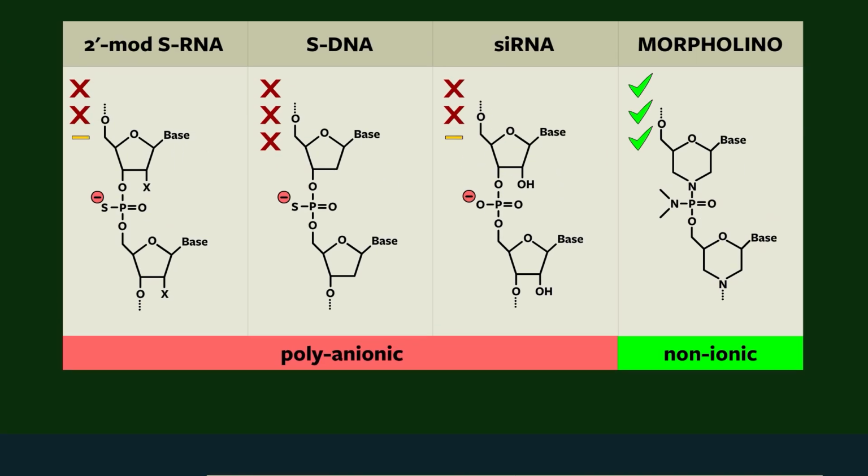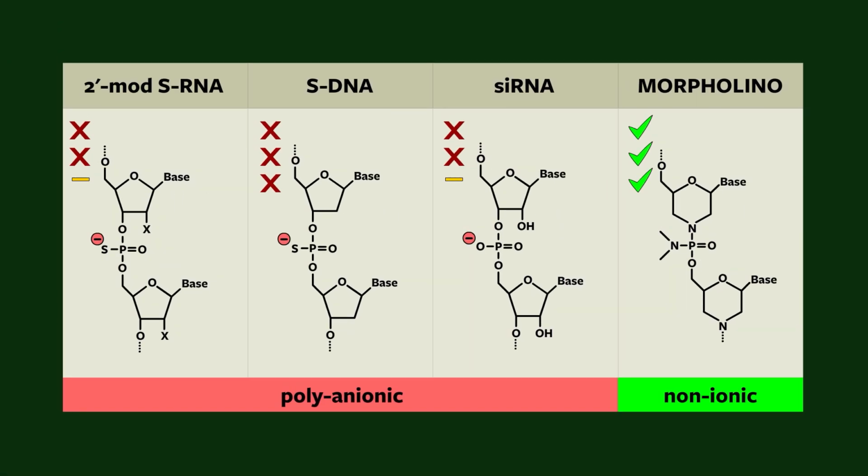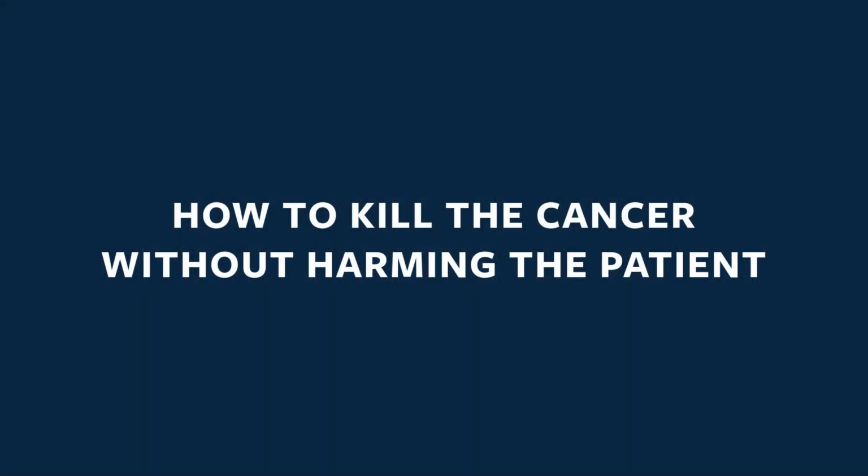For targeting RNA transcripts, oncomorpholinos provide overwhelming advantages over 2' modified sRNAs, sDNAs, and siRNAs. With these choices made, you're ready to take on the central challenge in curing any cancer: how to kill the cancer without harming the patient.